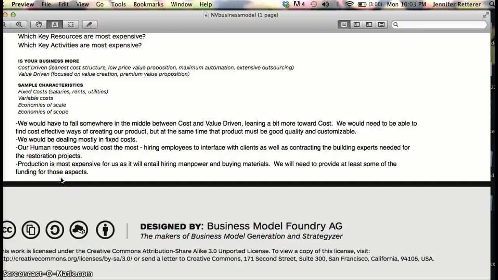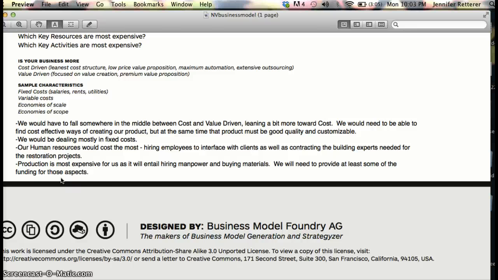And I think that our human resources would cost the most, because hiring employees to interface with clients, as well as contracting the building experts needed for the restoration projects, those people will need paychecks. So that will be a large cost for us.